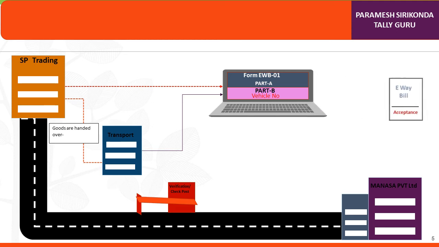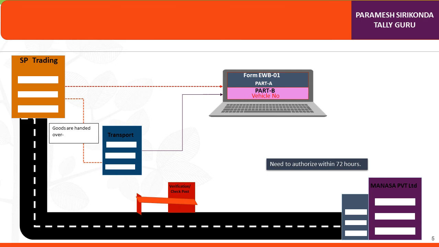Now the buyer has to accept the e-way bill within 72 hours, or else it is going to be cancelled. Next, as usual, once it is done, they are ready to export the goods to the party.